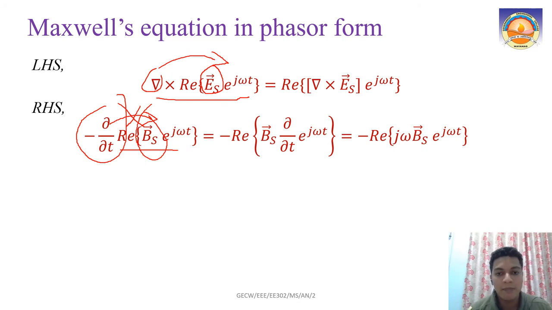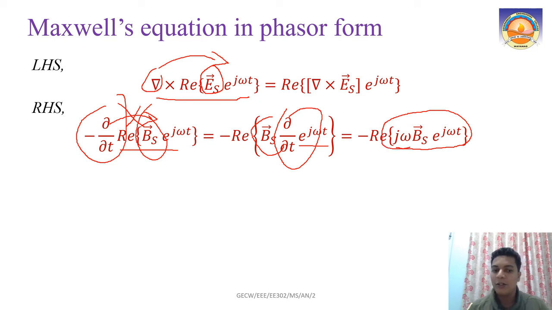The minus real part of bs, bs it will not operate. Okay, so dou by dot t of whom? E raised to j omega t. We already know what is dou by dot t of e raised to j omega t, right? So it will become what? E raised to j omega t is j omega into e raised to j omega t. So this will become minus real part of j omega bs e raised to j omega t. I think you don't have any confusion regarding this here.